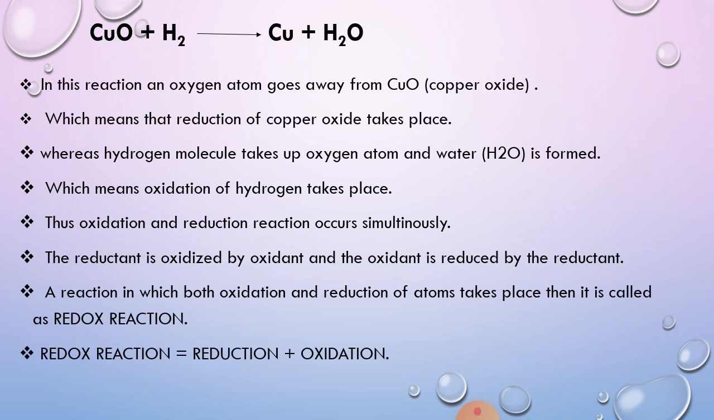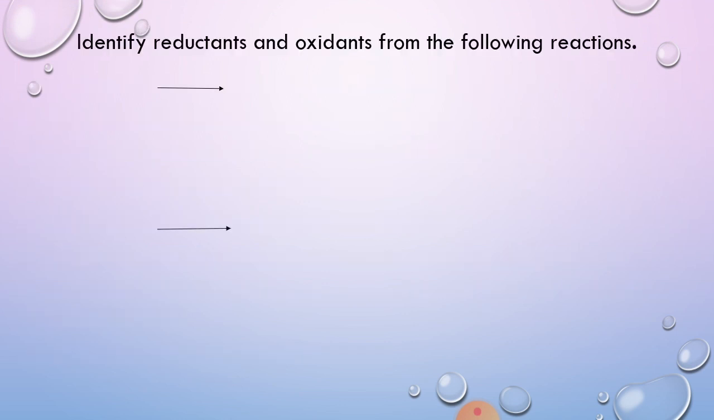So what is a redox reaction? Reduction, that is red, and oxidation, that is ox, combine to form a redox reaction. Now you have to identify the reductants and oxidants from the following reaction. I have given one reaction. Students, remember one thing. Here O2 is added to S, which becomes SO2. So this whole compound is called the oxidant.